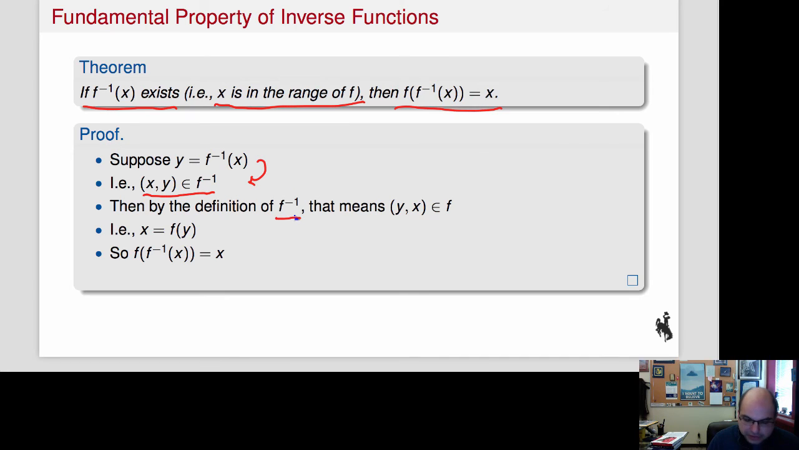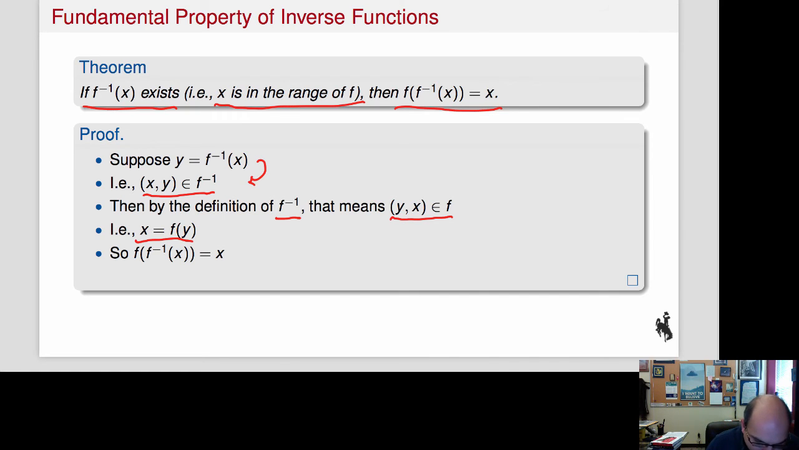Now, f inverse is simply the function that reverses the elements of an ordered pair. So since (x, y) belongs to f inverse, that means that (y, x) must belong to f, right? And in particular, that is exactly the same thing as saying that x equals f of y. Because again, that's just the notation. We say something is equal to f of something if that ordered pair exists in the function.